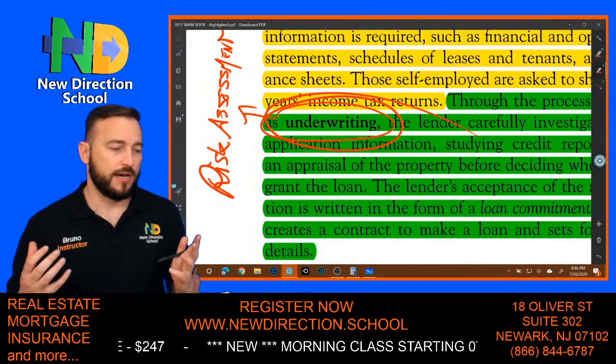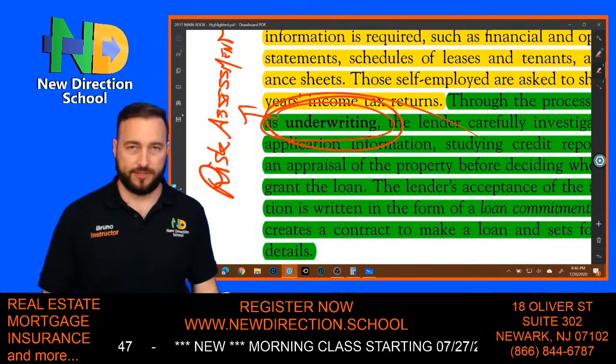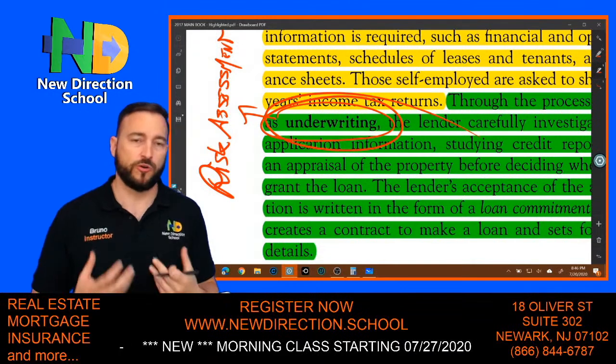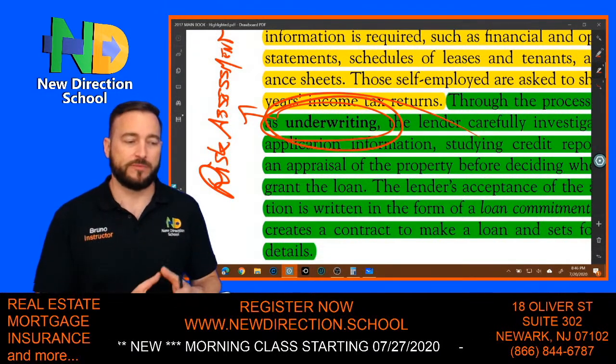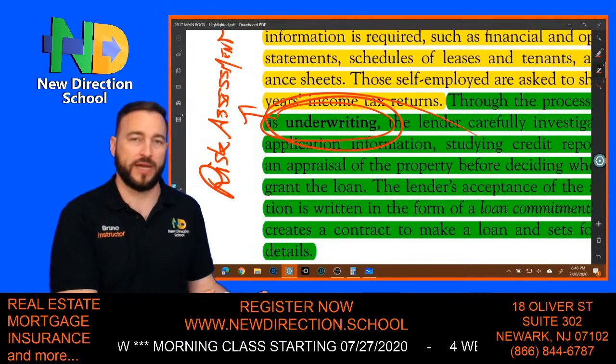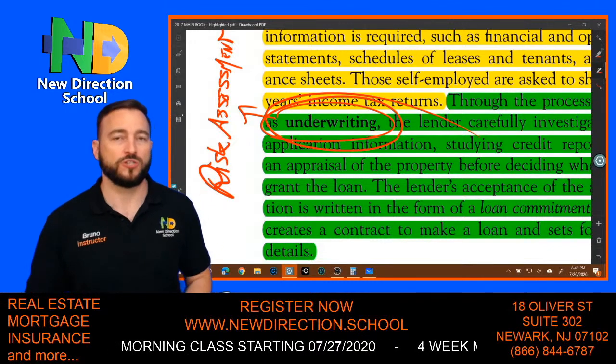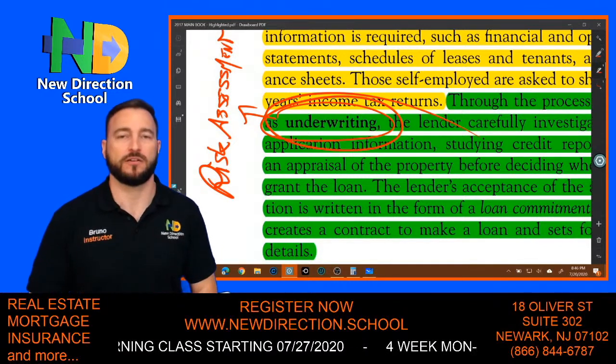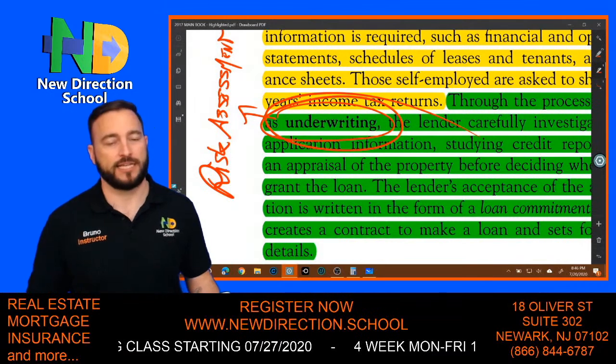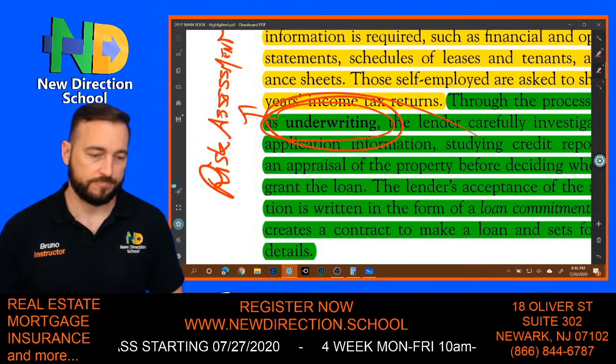A mortgage banker is the lender. They use their own funds. So Bank of America is a mortgage banker, okay? Wells Fargo is a mortgage banker, AKA lenders. They can lend their own money.